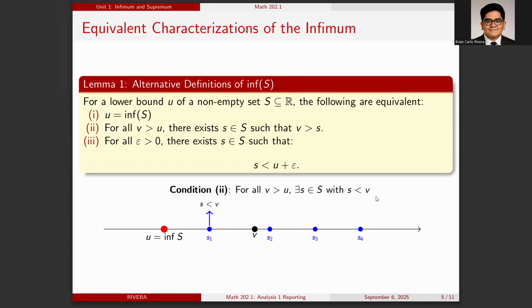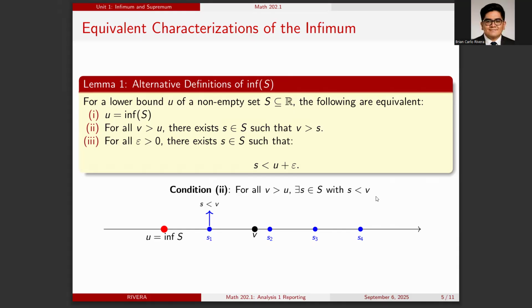It's very hard for us to prove directly that a number is the infimum. So there are equivalent characterizations of that definition. If it's hard to prove it directly, then you can choose another definition to make the proof easier. So let's get started. We call this Lemma 1 in our proof: alternative definitions of the infimum of S.